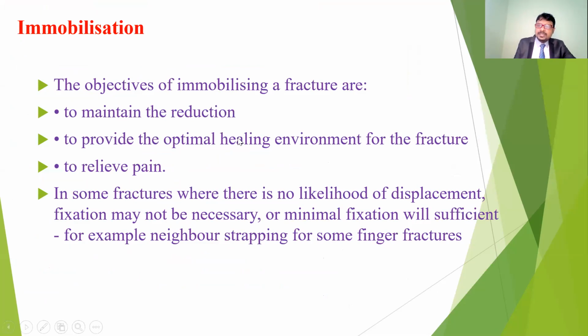The main objective of the immobilization is to maintain the reduction. If we immobilize, we maintain the reduction. So after manipulation with the hands under general anesthesia or local anesthesia, we have to maintain the joint in a fixed position with the POP application or any splint application for, depending upon the site, at least 1 month to 2 months.